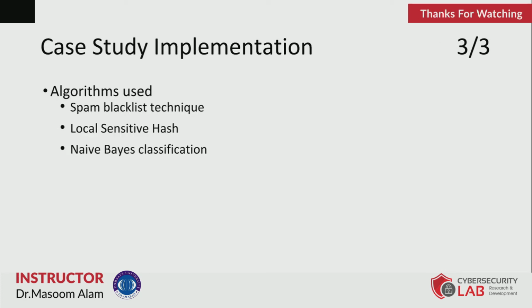We have implemented, as I said earlier, the blacklist technique, which I'll be describing in more detail in the next slides, where we have a set of words that are in the stopping words list, and then we look for those words in the testing data set. We have the locality sensitive hash, which is to create more approximate signatures for the email messages, and then we have the popular naive Bayes classifier which is used to classify the spam and the ham emails.